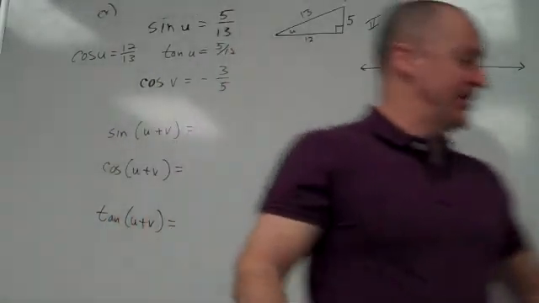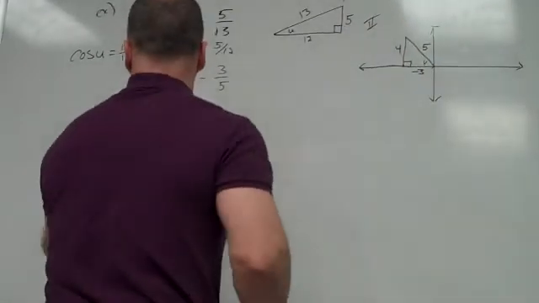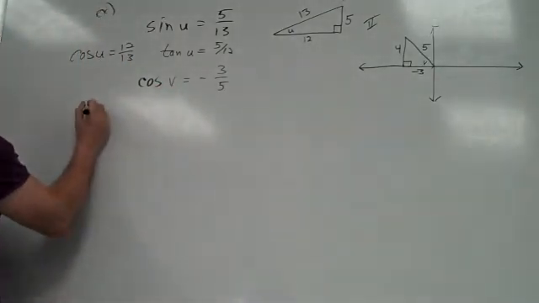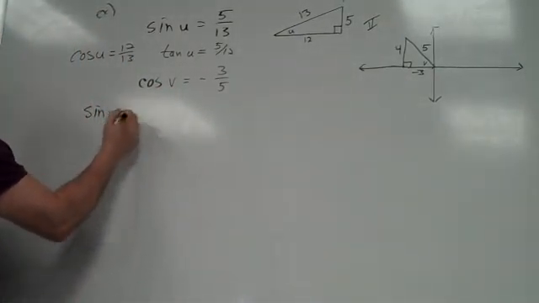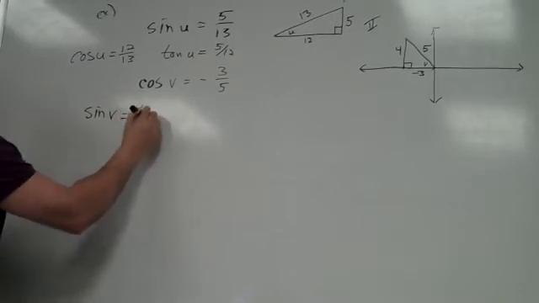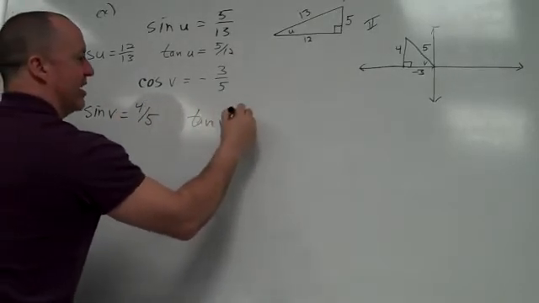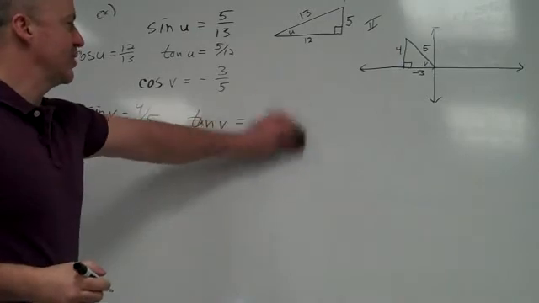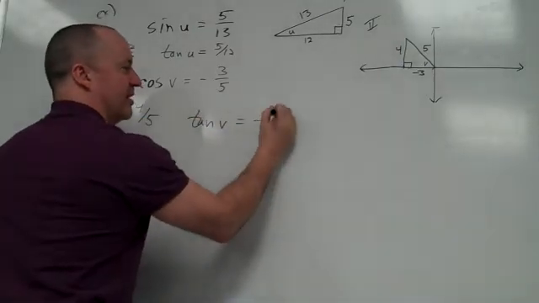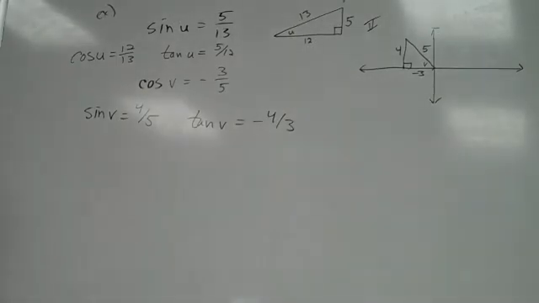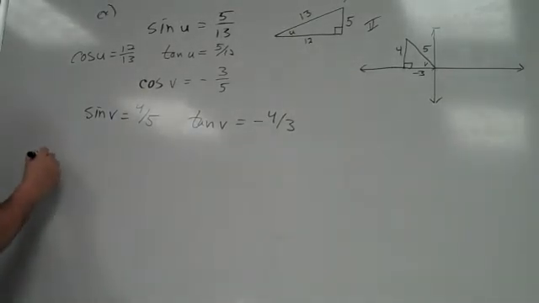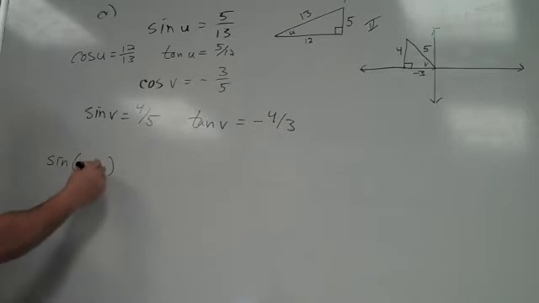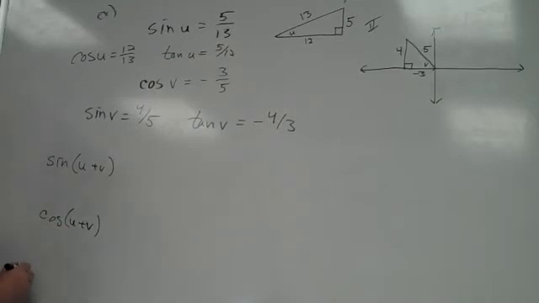Now, let me give myself a little more room to write this. Now for V: the sine of V is 4/5, and the tangent of V is negative 3/4. No, it's not. You guys were about to let me write a fib on the board. What is it? Negative 4/3. Okay? And now the question was, what is the sine of U plus V? What is the cosine of U plus V? And what is the tangent of U plus V?